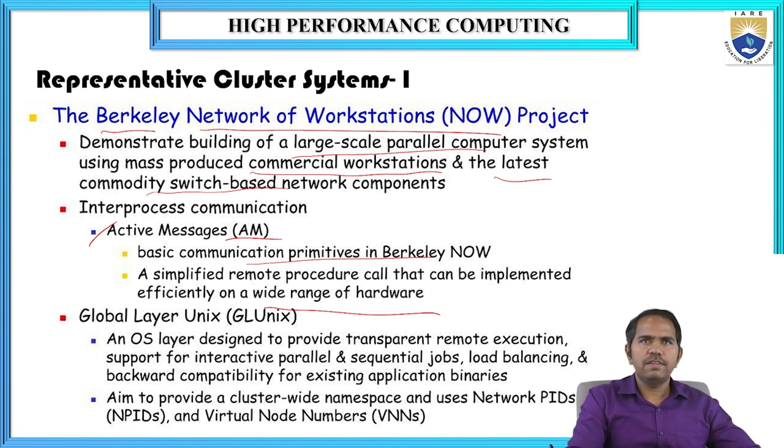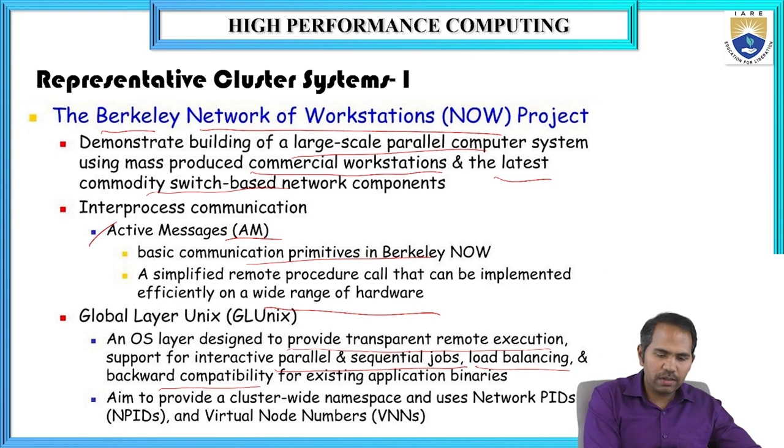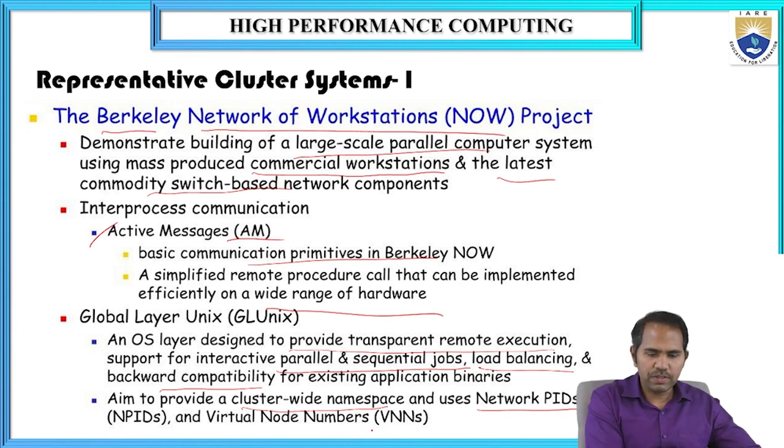The next thing is GLUnix, Global Layer Unix. This is an OS layer designed to provide transparent remote execution, support for interactive parallel and sequential jobs, load balancing, and backward compatibility for existing applications. It also provides cluster-wide namespaces like network PIDs, short form NPIDs, and virtual node numbers, VNNs. So these three points we discuss about the Berkeley Network of Workstations.